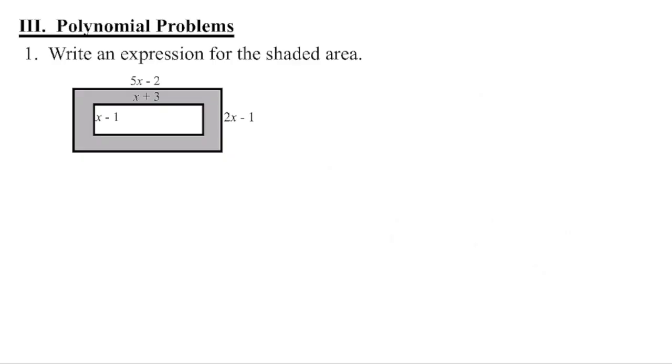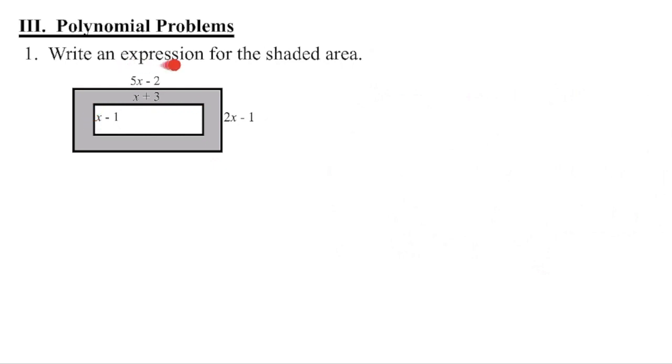We're going to now take a look at how we can solve some problems involving polynomials. Because the multiplication of binomials can be related to the area, we're going to start there. So we have a rectangle with a smaller rectangle within it, and we're given the dimensions. The large rectangle has a length of 5x minus 2 and a height of 2x minus 1. The smaller rectangle has a length of x plus 3 and a width of x minus 1.